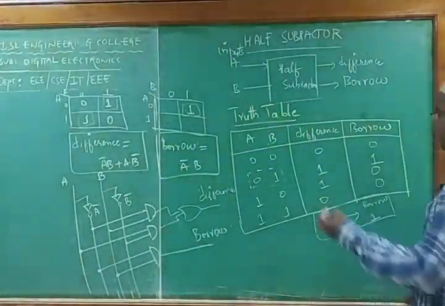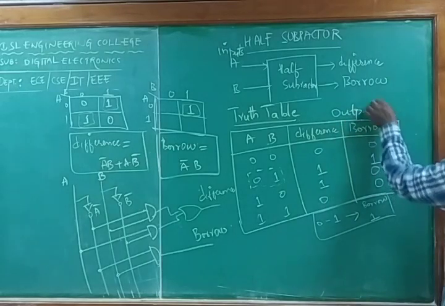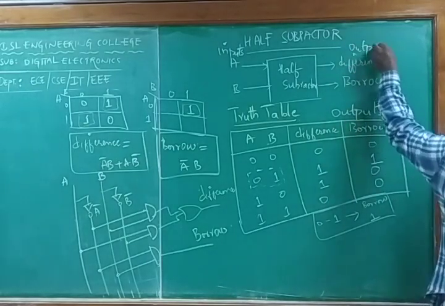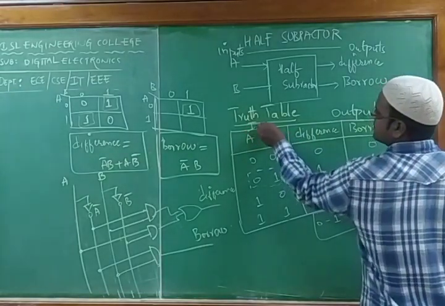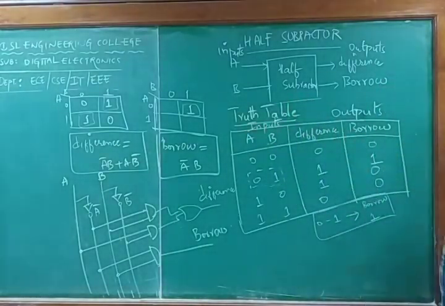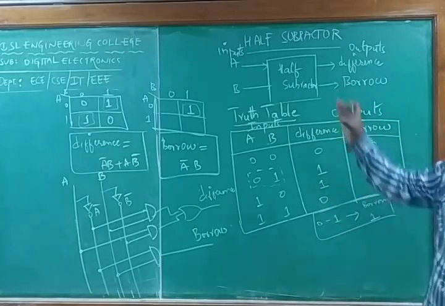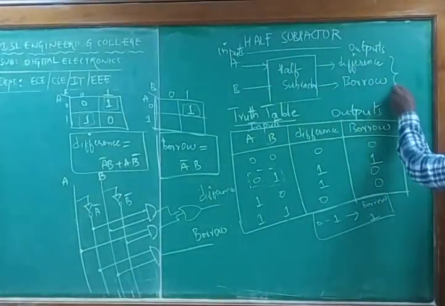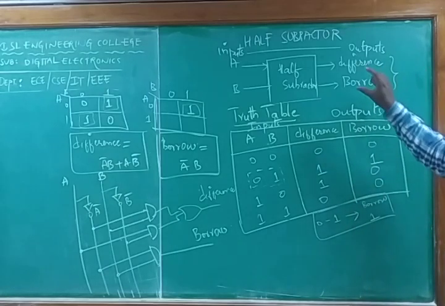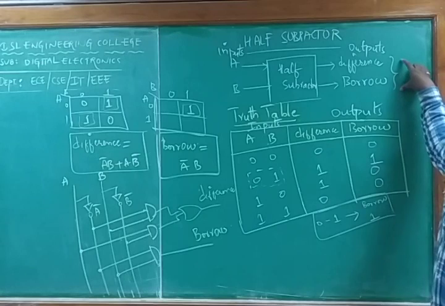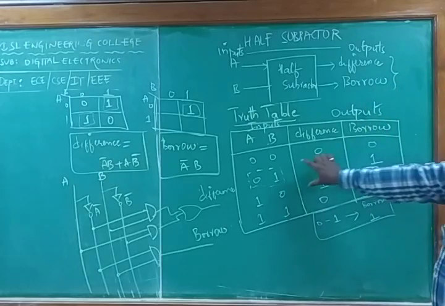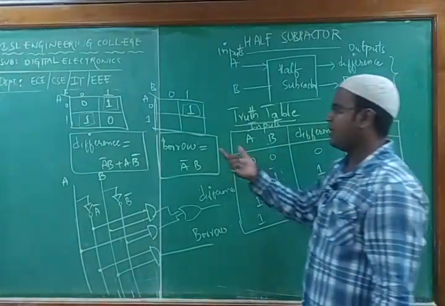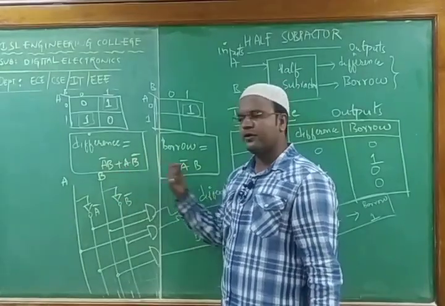So what we have done here, these are our outputs. These are our inputs, which we are giving to the half subtractor circuitry. This is also an example of a combinational circuit, in which we are taking two different input combinations and writing the outputs. That is also one type of combinational circuitry. We got the truth table by taking these two. Next, by taking the K-map, we got the difference output and borrow output.